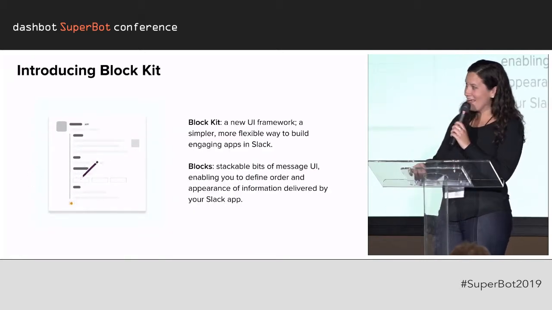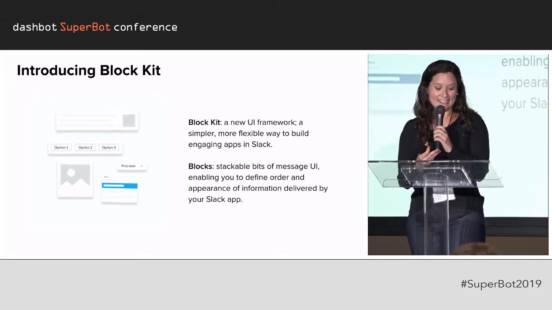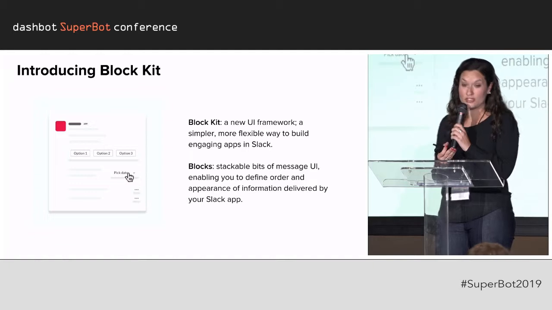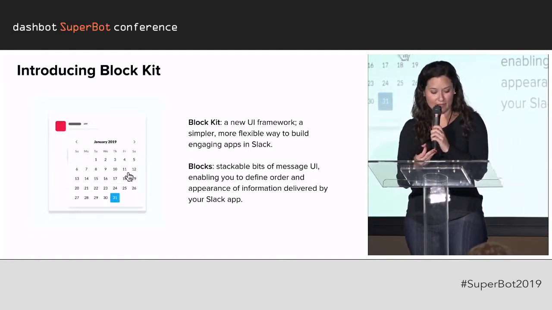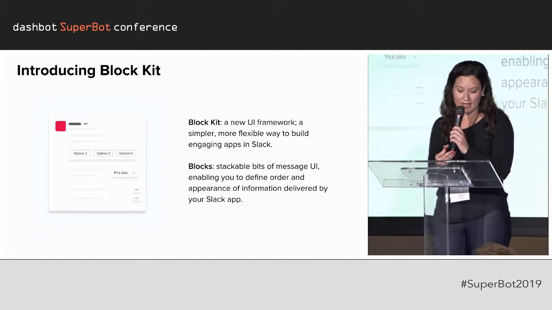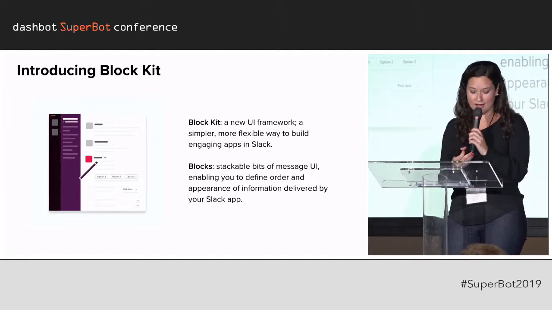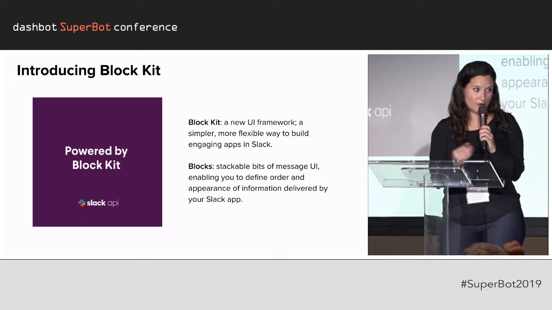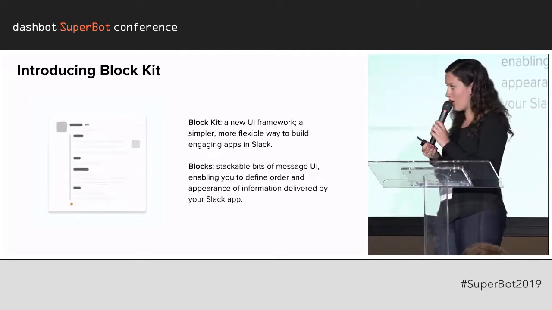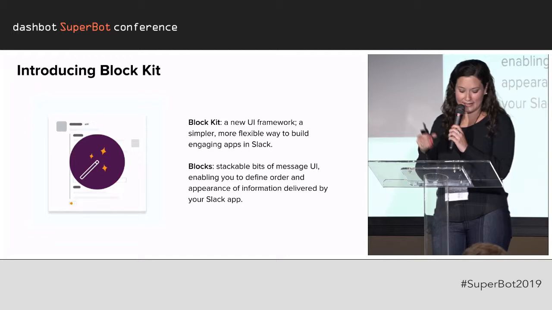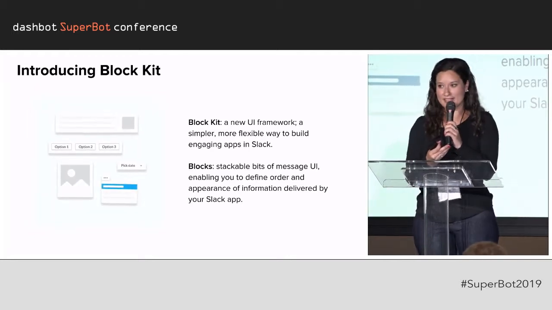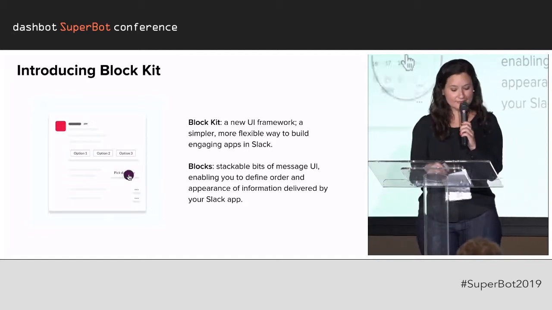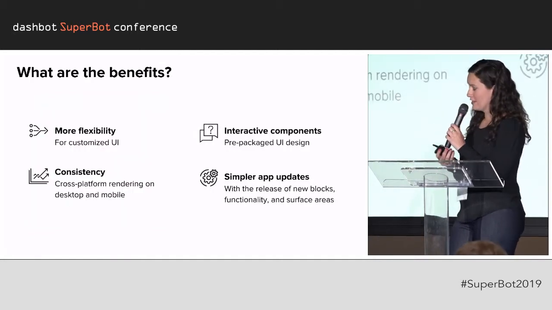So, introducing Block Kit. Slack recently released a new UI framework called Block Kit, which now opens up the ability for Slack app developers to customize their bot UI and the order of information in a message. This is achievable through a portfolio of stackable bits of UI, or components, called blocks. I can get into what exactly we released in V1 of this portfolio of blocks a little later. But first, why did we do this?